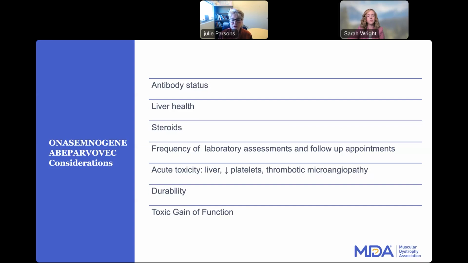We do have to check liver health, for the reasons that I mentioned, prior to treatment. The patients are always treated with steroids at day -1, and then through the period of time where their transaminitis resolves. For some patients, that may be 60 to 90 days. There are also patients that we've needed to treat for a year or more, depending on how things go. The families for the babies need to understand that there will be frequent laboratory assessments and follow-up appointments, and that's part of the package when we treat patients with gene transfer therapy.